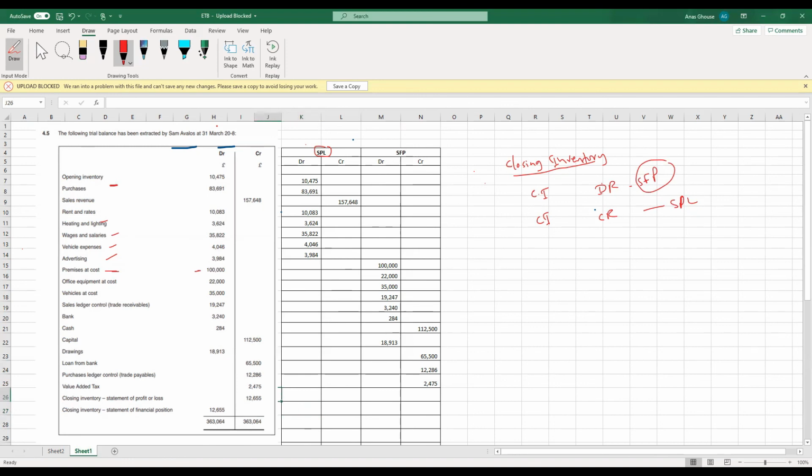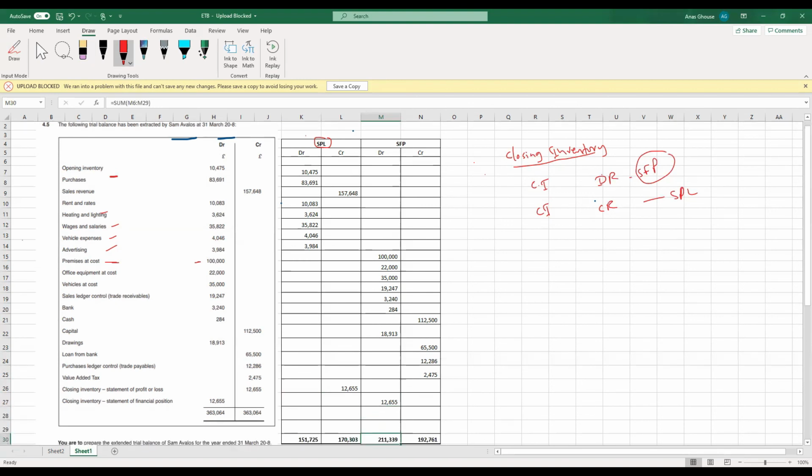Closing inventory, statement of profit or loss. The closing inventory has to be deducted to calculate the profit. Therefore it has to be a credit balance in the statement of profit or loss. Then closing inventory in the statement of financial position, since it's an asset, will be reflected as a debit balance in the statement of financial position.